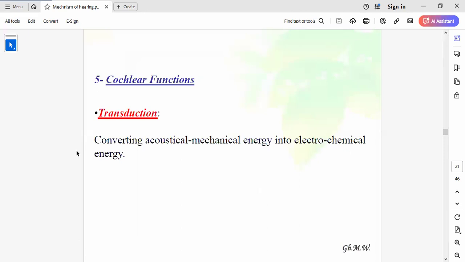This is the conductive apparatus. Cochlear function: the first station is another conversion of sound energy. The conductive apparatus converts sound energy from acoustic energy into mechanical. In the cochlea, it is converted from mechanical into electrochemical.